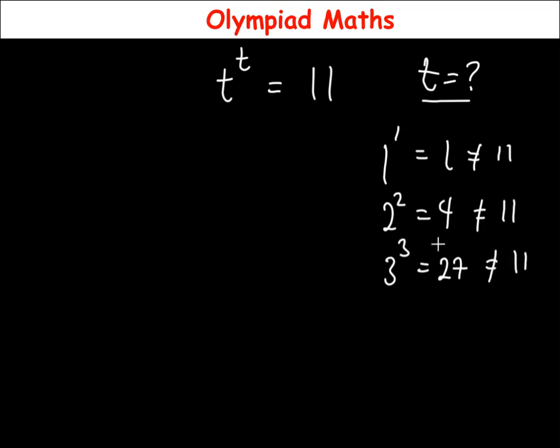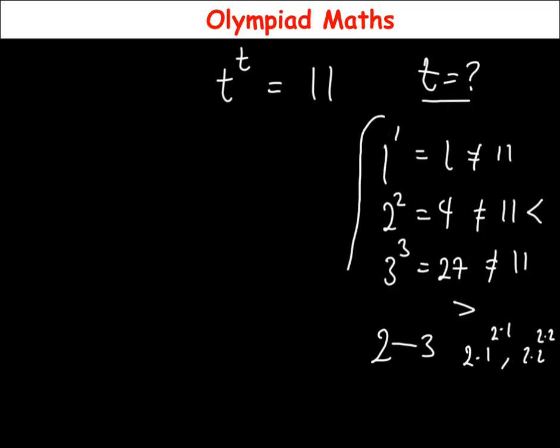But if you look closely, the value of 2 raised to power 2, which gives us 4, is less than 11. But 3 raised to power 3, which gave us 27, is greater than 11. So that means the value we're looking for, 11, is in between 2 and 3. Let's say we keep on trying 2.1 raised to power 2.1, and then 2.2 raised to power 2.2. Now this will cost us time, but there's a much easier way for us to solve this. Now let us look into how we can solve this in an easier way.